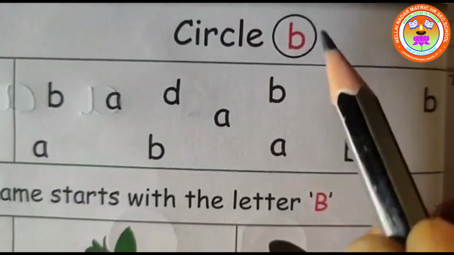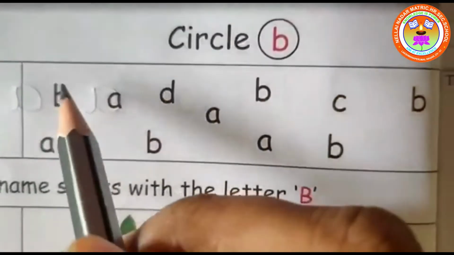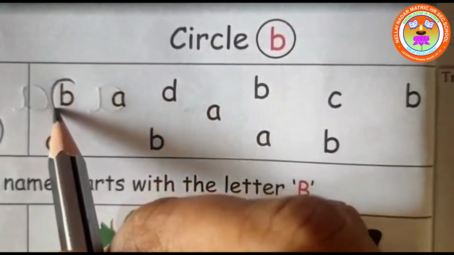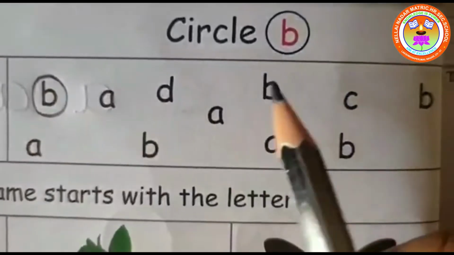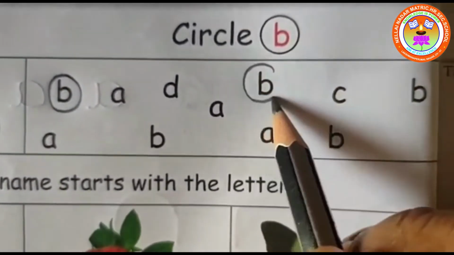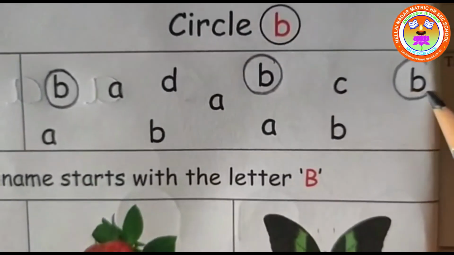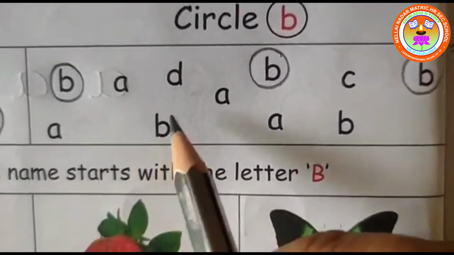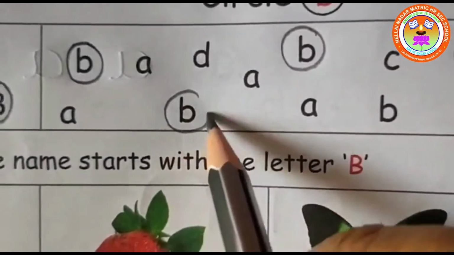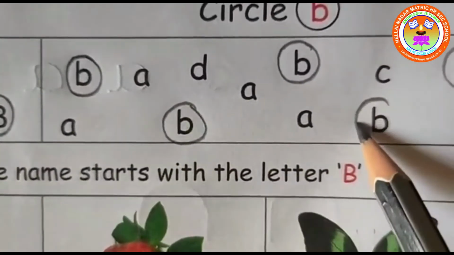Circle small letter b. So you have to circle only the small letter b. Okay children, circle like this and do in your book. Only small letter b you have to circle.